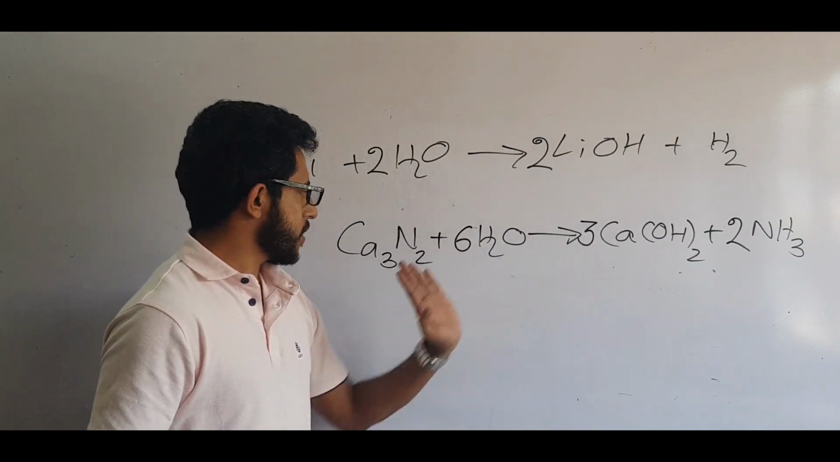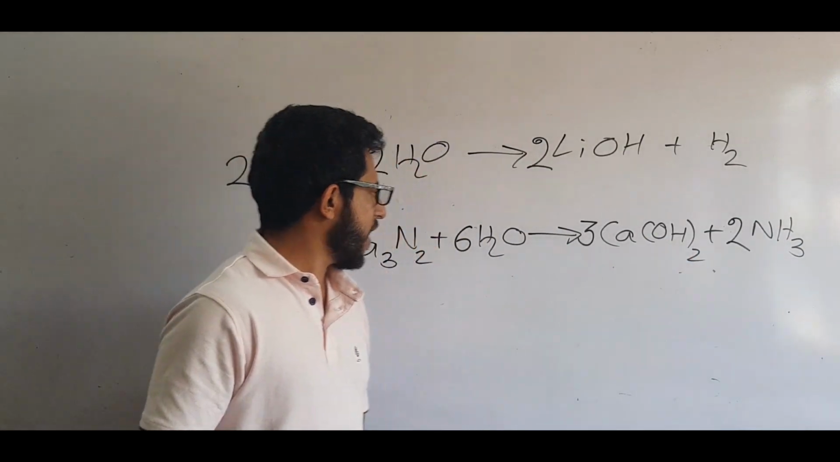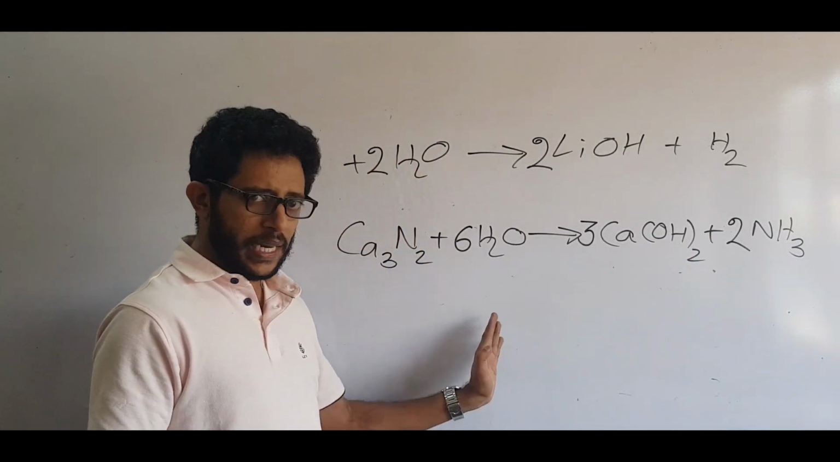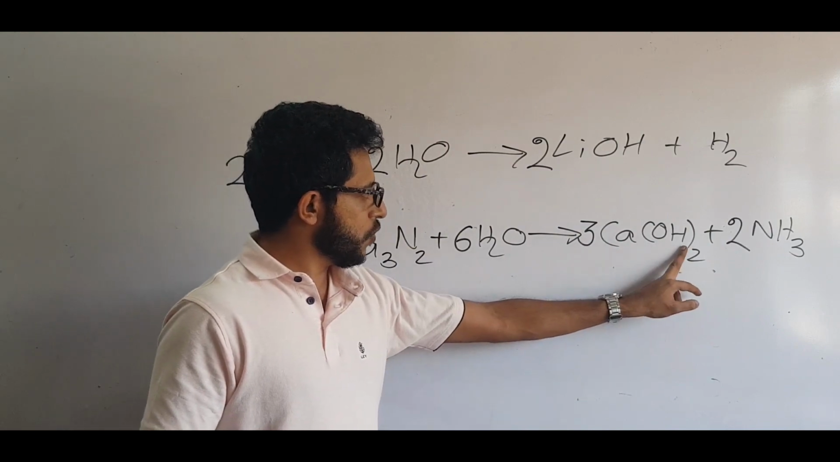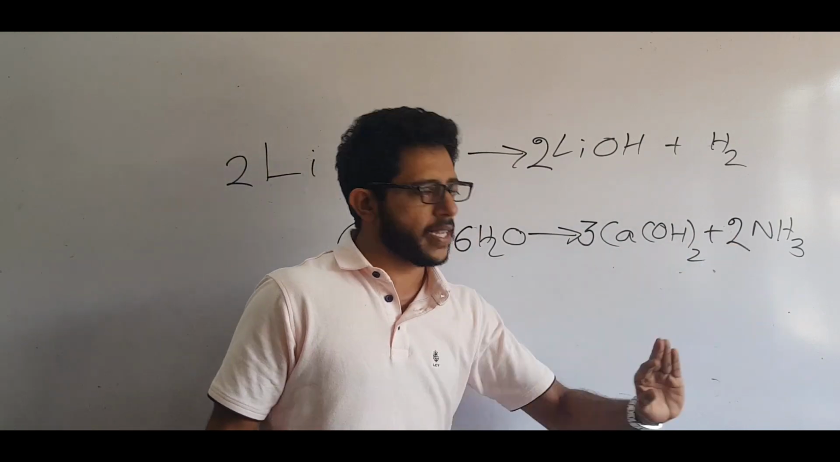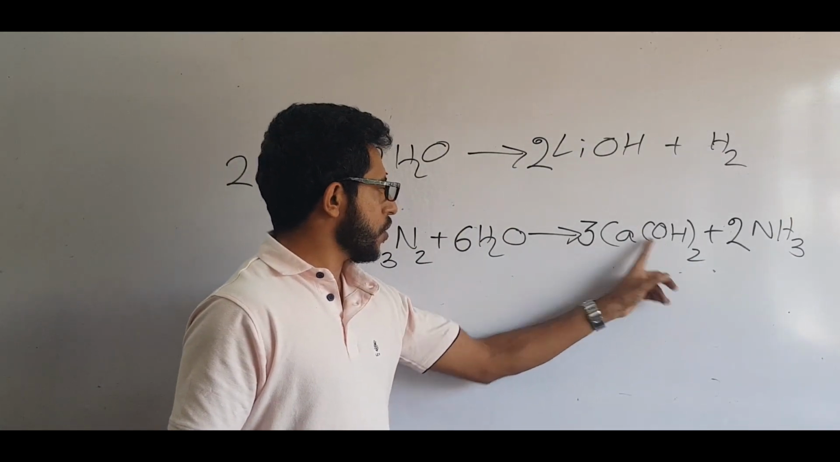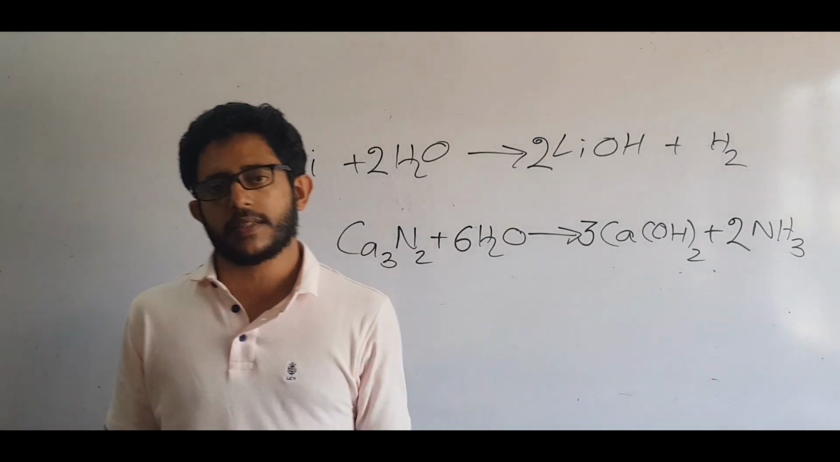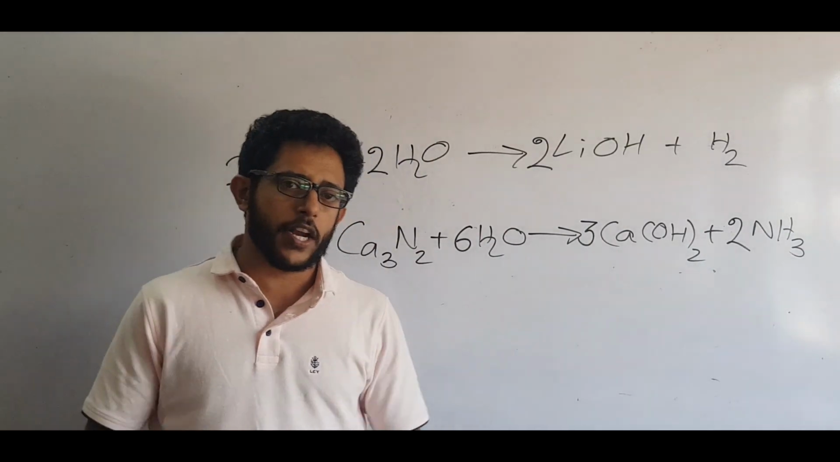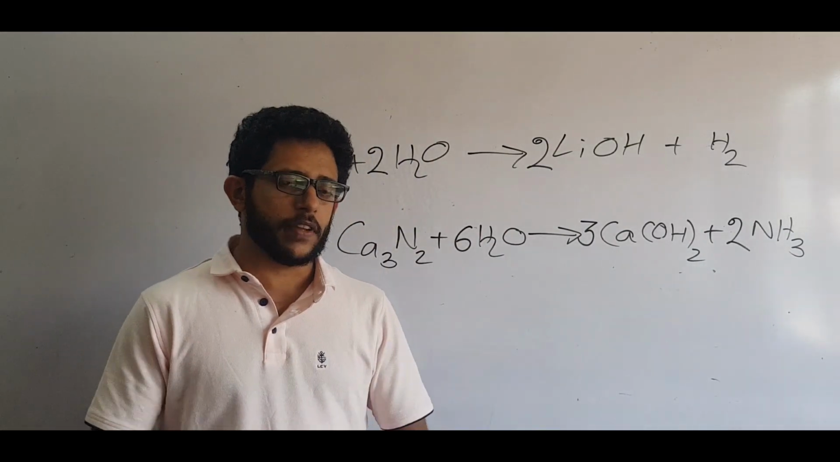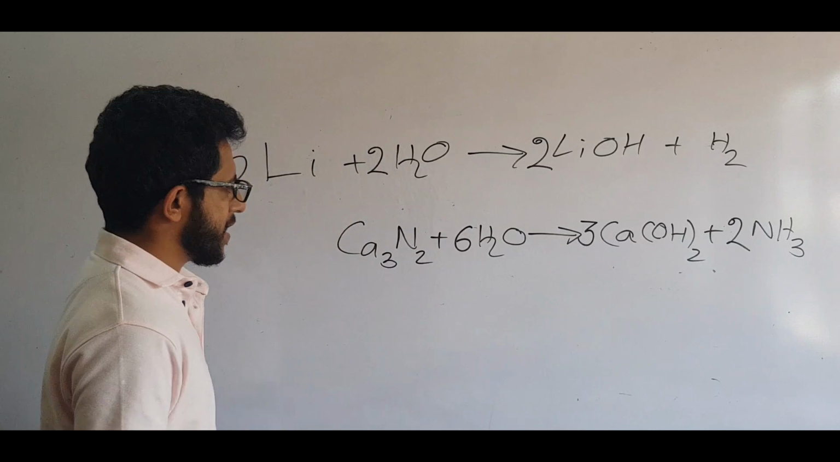3 calcium, fine. 2 nitrogen is fine. 6 into 2, 12 hydrogen. 3 into 2, 6. 2 into 3, 6. 6 plus 6, 12. 2 into 3, 6 oxygen, 6 oxygen. It's balanced. So that's the common way we can do the inspection method, we call this one. Right? So we'll do one last one.